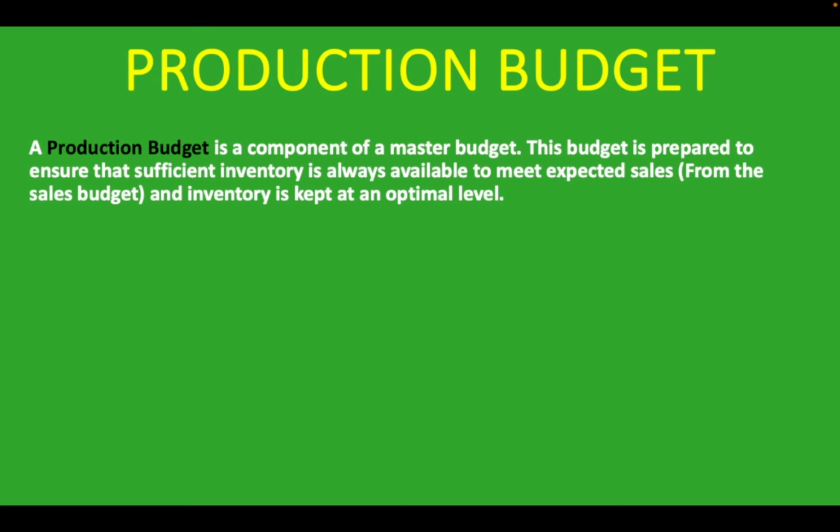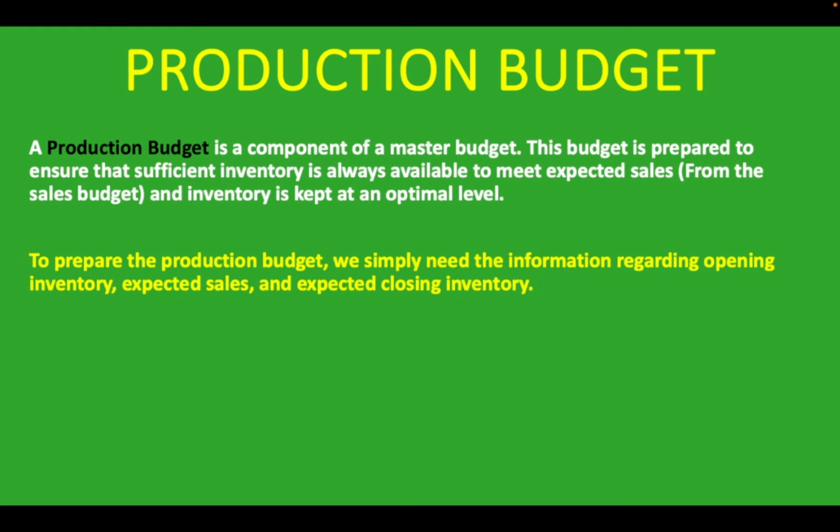So bearing that in mind, what information do we need to prepare the production budget? Well, to prepare the production budget, we simply need the information regarding opening inventory, expected sales, and expected closing inventory. If we have that information, we can prepare our production budget. So with that being said, let's look at our example here.